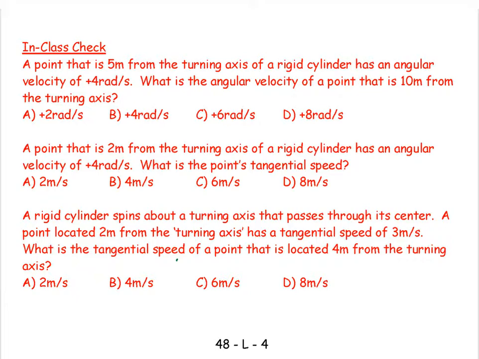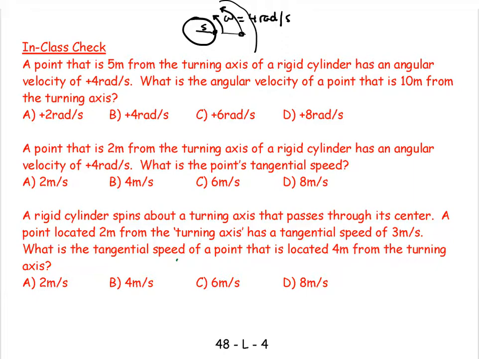So, a point that is 5 meters from a turning axis of a rigid cylinder has an angular velocity of 4 radians per second. So here's my point, and it's got angular velocity omega equal to 4 radians per second. What is the angular velocity of another point that's 10 meters from the turning axis? So this here was 5 meters. So now we're twice as far away. Now it's a rigid cylinder, so it has to travel through the same angle.